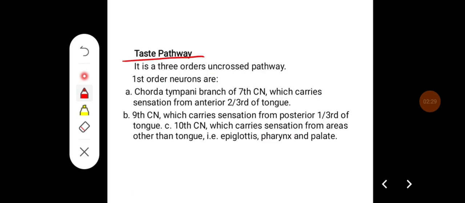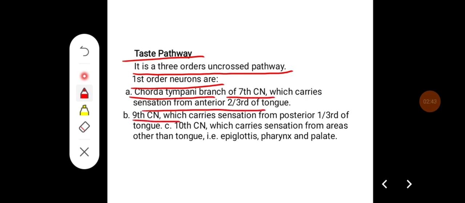Coming to the taste pathway, it is a three-order uncrossed pathway. The first order neuron arises mainly from the chorda tympani, the branch of the 7th cranial nerve which carries sensation from the anterior 2/3 of the tongue. It is also carried by the 9th cranial nerve, which carries sensation from the posterior 1/3 of the tongue. First order neurons also arise from the 10th cranial nerve, which carries sensation from areas other than the tongue, that is epiglottis, pharynx, and palate.